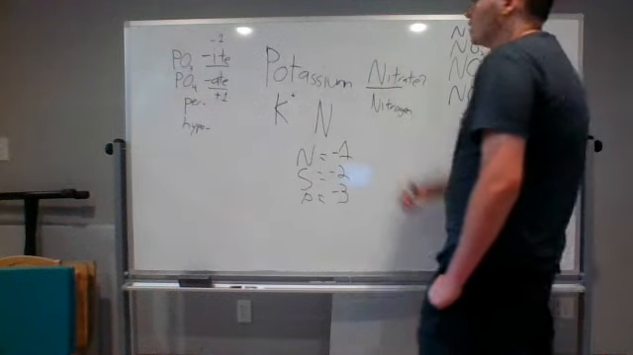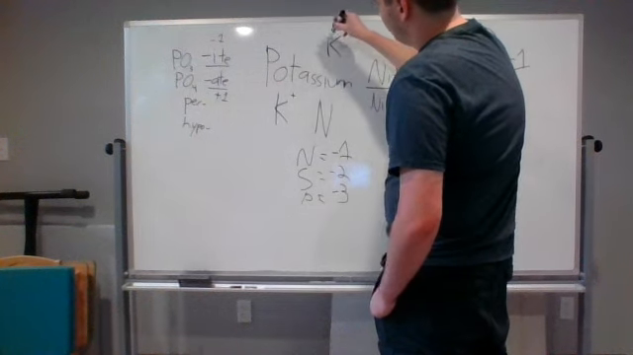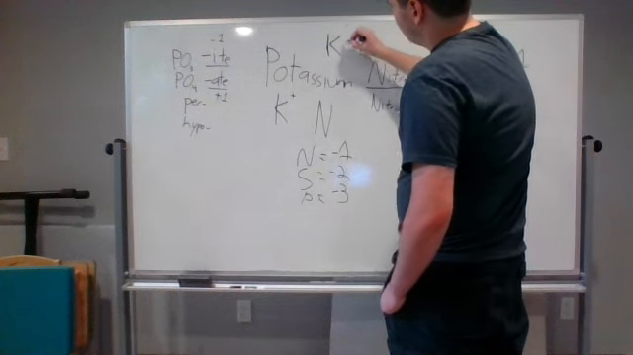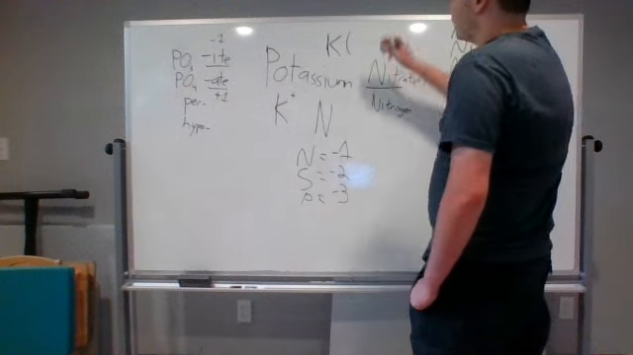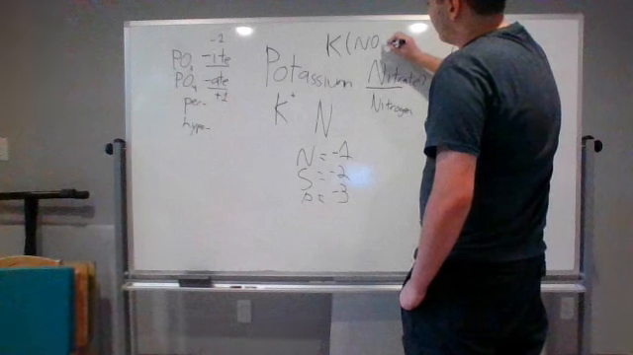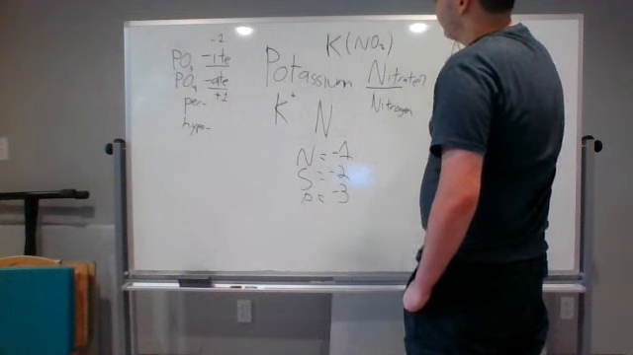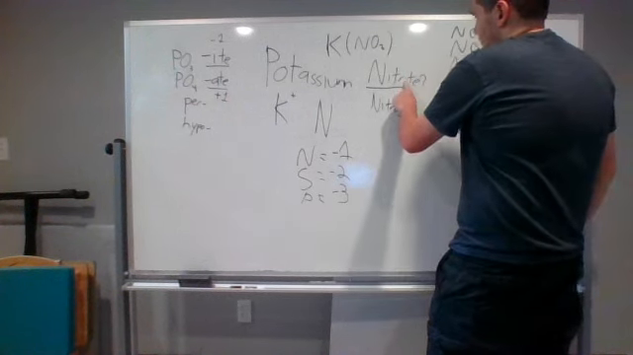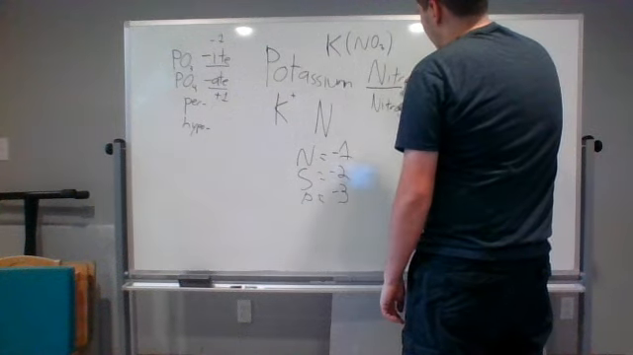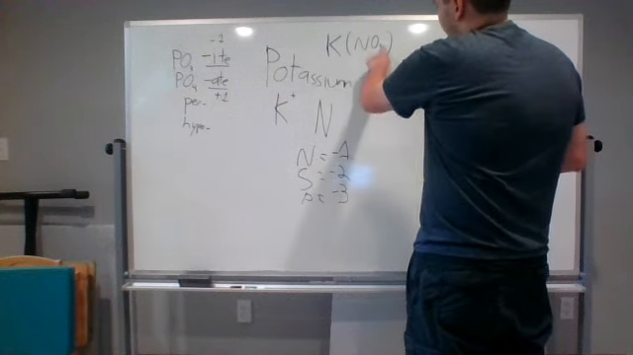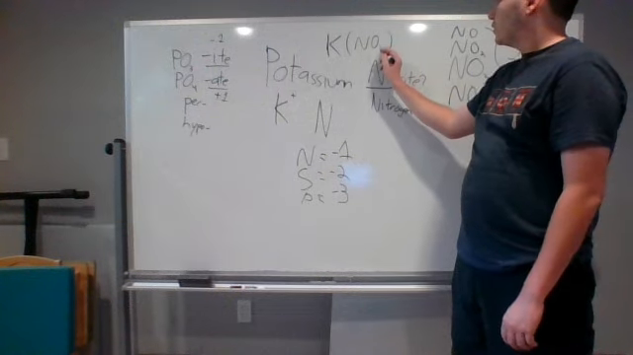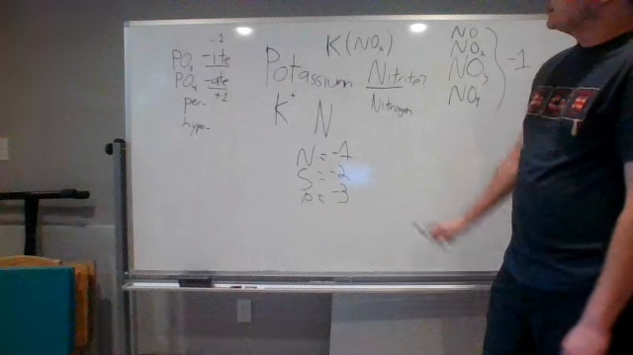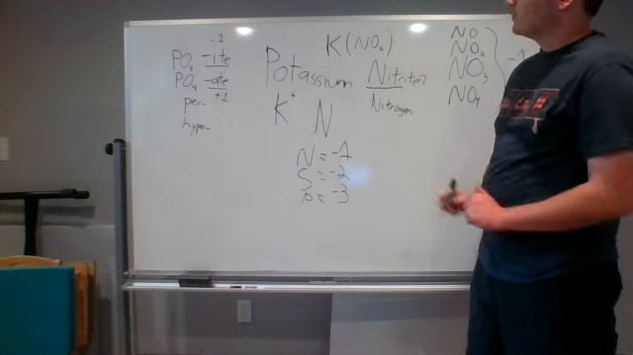Potassium nitrate then would be K, and the parentheses are used here as well. NO3. If this A were instead an I, that 3 would become a 2.